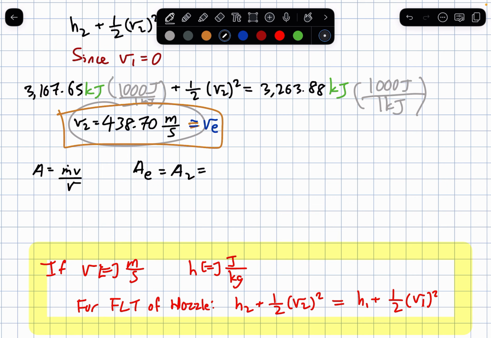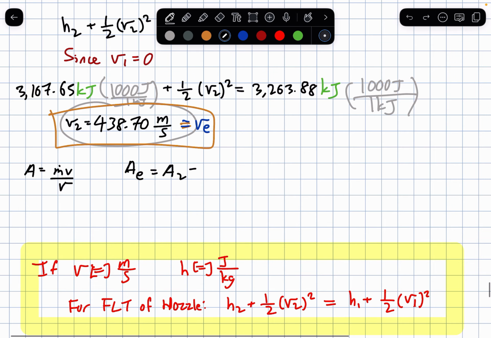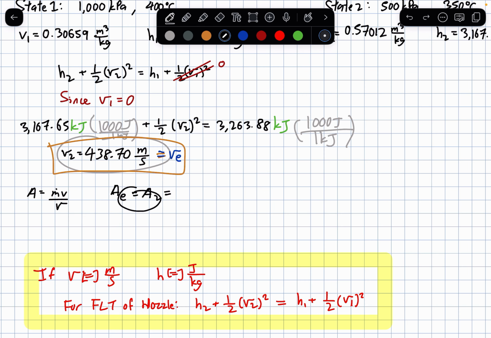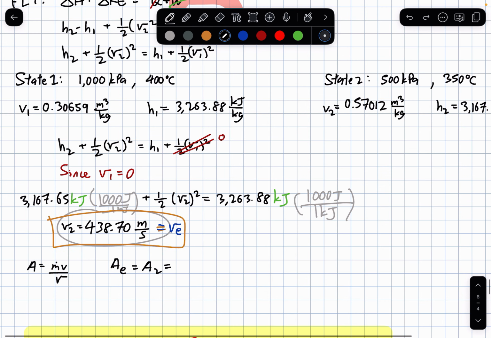We can say that exit and state 2 are the same only if our process is steady state. In transient, no, that cannot. Exit and state 2, as well as state 1 and inlet, are different things. We can only interchange these notations in steady state processes, such as what we're encountering right now.